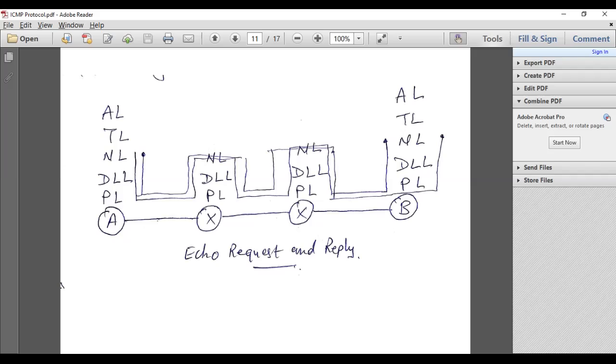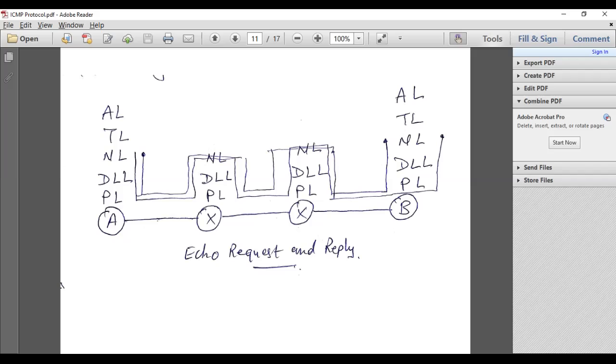So B's application layer will never see the ICMP packet, right? Because it is working at the network layer, no one on the destination will be able to see that you are actually sending a packet. It is never going to reach the application layer. So no one can see that. Because of this, various attacks are possible. Now this is the disadvantage of this ICMP echo request and reply.